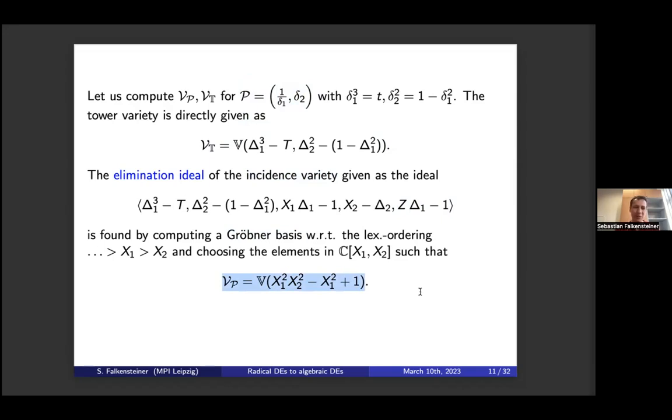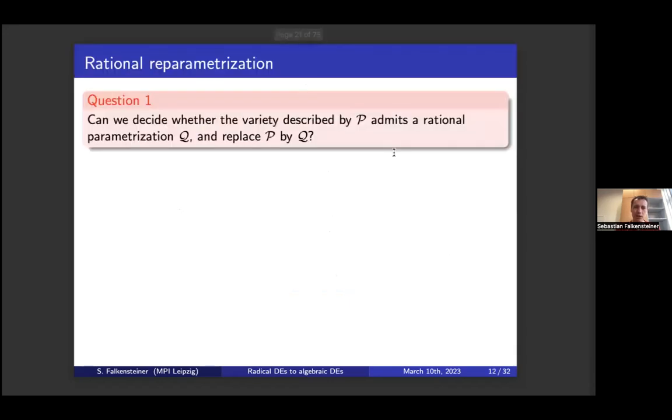So this parametrization here is a parametrization of this variety. This is basically implicitizing the given parametrization. And now the question is, can we replace this radical parametrization P by a rational parametrization Q? Because rational parametrizations have some advantages compared to radical parametrizations.